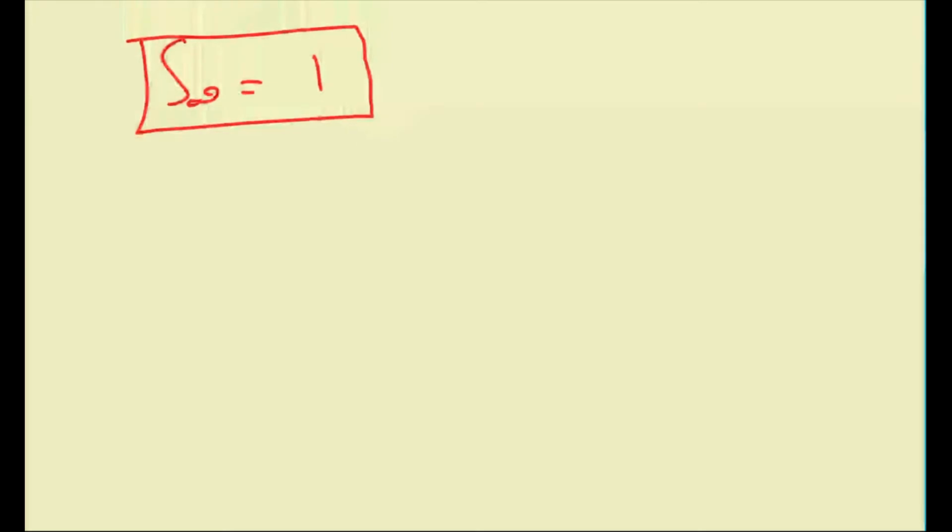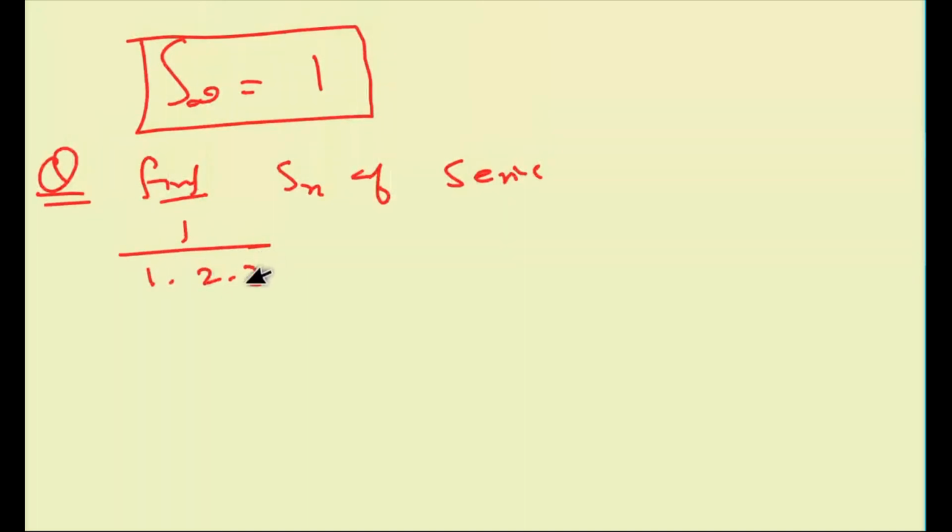Okay student, so this way we are using the formulas of so many types: AP, GP, sigma n square, sigma n cube, difference method, double difference method. Okay student, we have to do one more question. Okay, let's do one more question. Now find Sn of the series 1 upon 1, 2, 3 plus 1 upon 2, 3, 4 plus 1 upon 3, 4, 5 plus and so on.